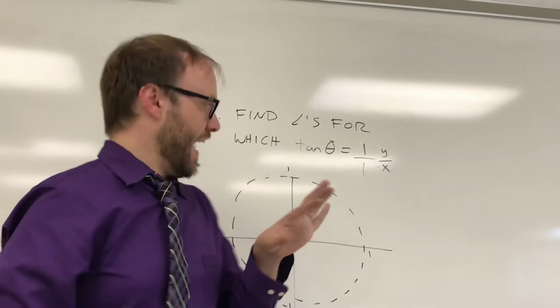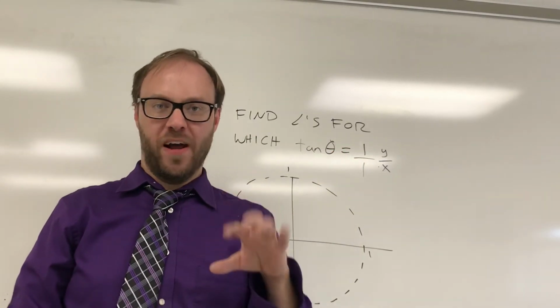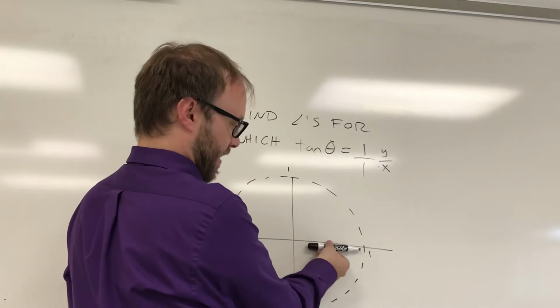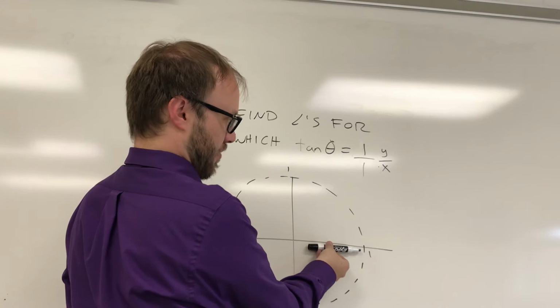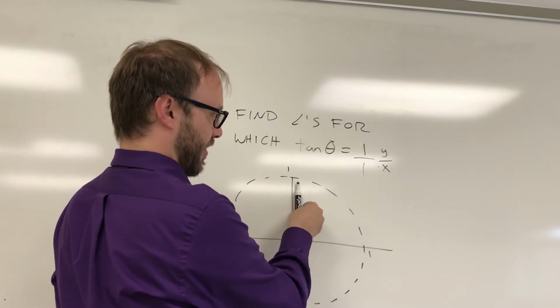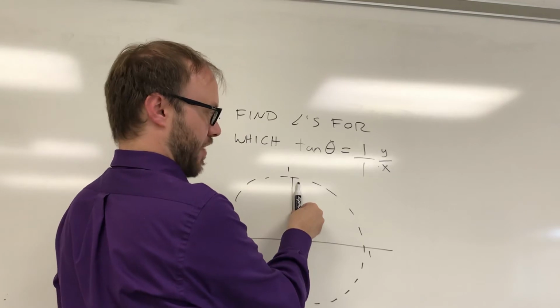Here's the key. It actually doesn't say that y and x have to be 1. It says that the quotient has to be 1. Okay, so for example, if you plot something here, you're going to have an x of 1 and a y of 0. Okay, that fraction's not going to be equal to 1. If you did something here, you're going to have an x of 0 and a y of 1, and that fraction's also not going to be 1.